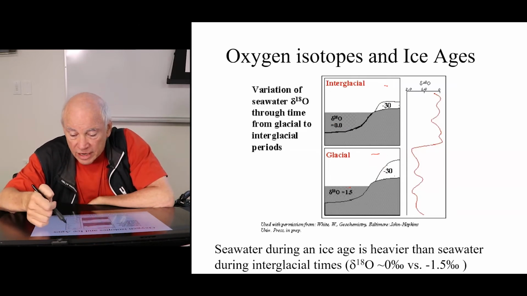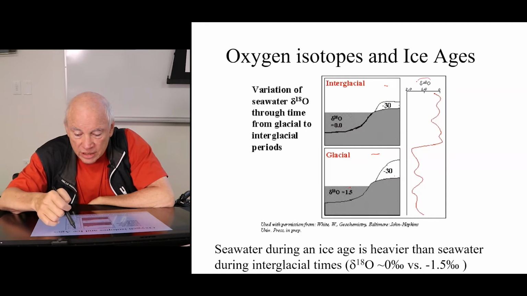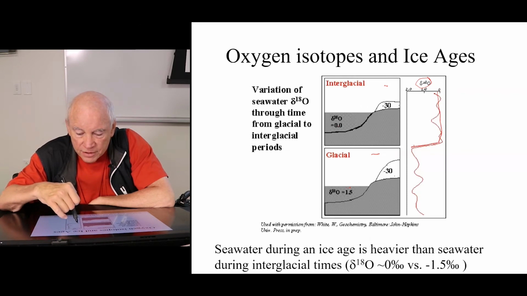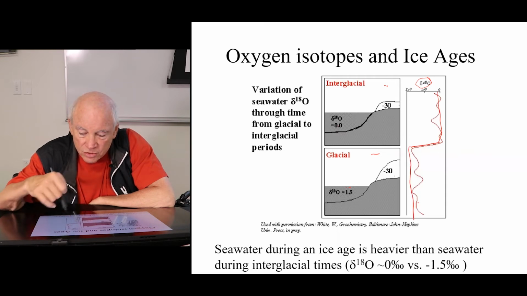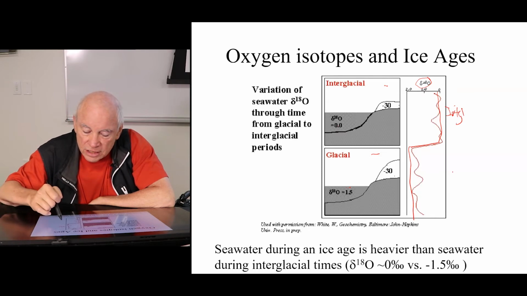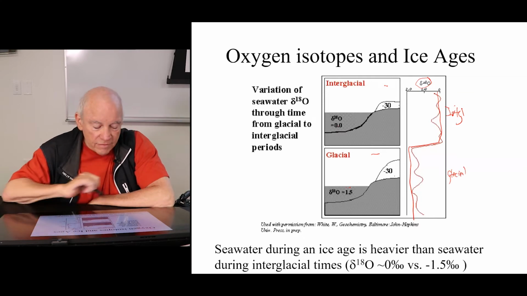So here we've got del 18 value going back through time, and here with 0, and then all of a sudden, sometime in the past, it increased, I'm sorry, to about 2. So this is clearly an interglacial time, and this is a glacial time. We can just look at it that simply.